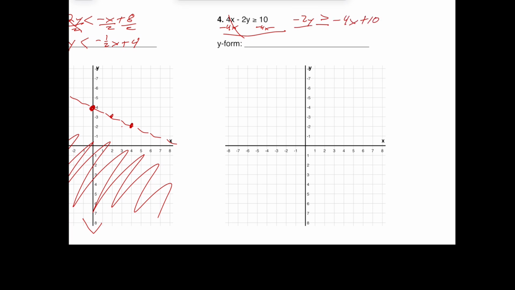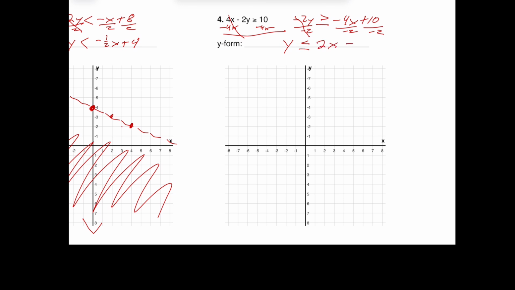But now I want to divide everybody by negative 2 because I want to lead with just the y all by itself. Now remember, that's going to become a y. If I'm dividing by a negative, this is where I have to switch the sign. That's what we're testing you on here.